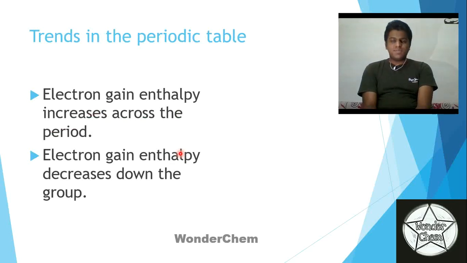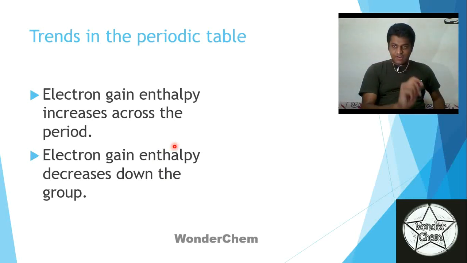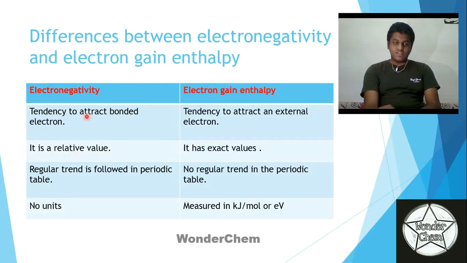Next, trends in the periodic table. Again, it's the same trend as electronegativity. Electron gain enthalpy increases across the period and it decreases down the group. But I would like to tell you one thing. When fluorine has a lesser electron gain enthalpy than chlorine, that means there is no regular trend in this electron gain enthalpy. So these are the similarities between electronegativity and electron gain enthalpy. Now we shall look at the differences between them, which is a most important concept.